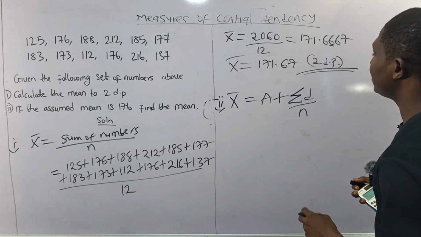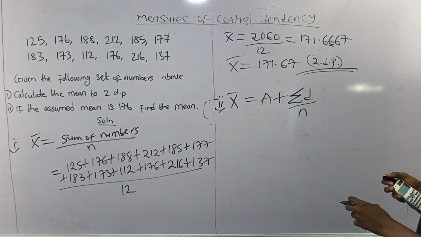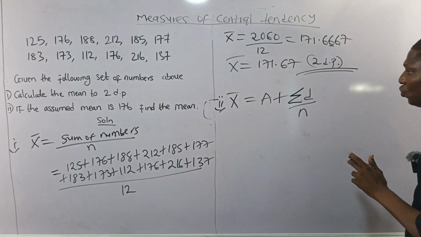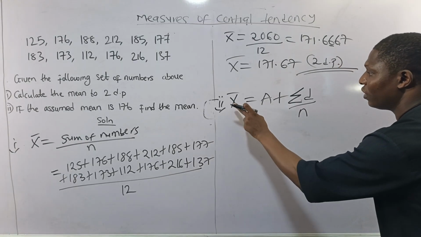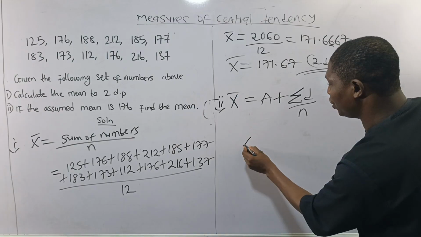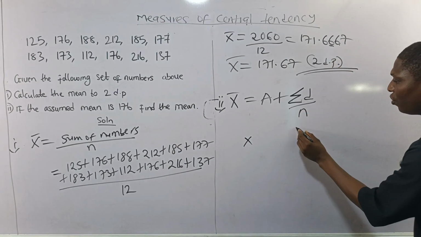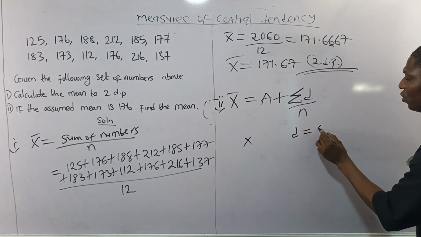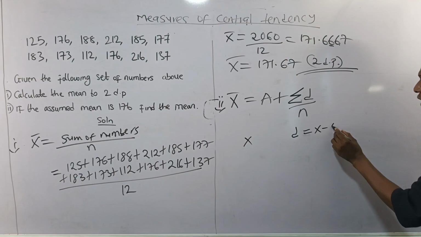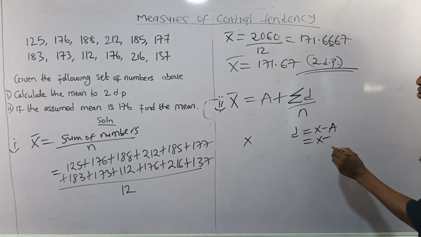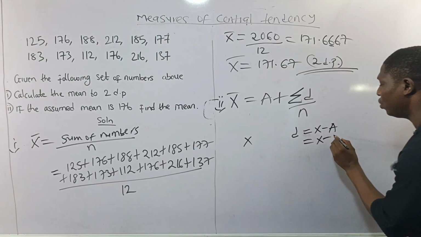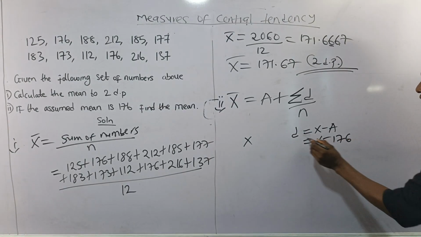Now, this time we are going to need a table for this, and the table will have 2 columns. The first column will be our observations, which are our values, x. And the second column is D, and D is equal to x minus A, where A is the assumed mean. This can be written as x minus the value of the assumed mean given, 176.